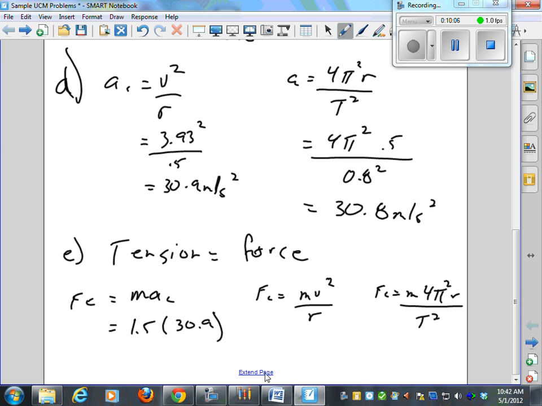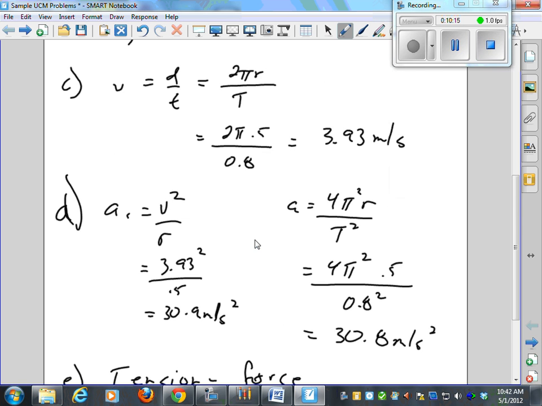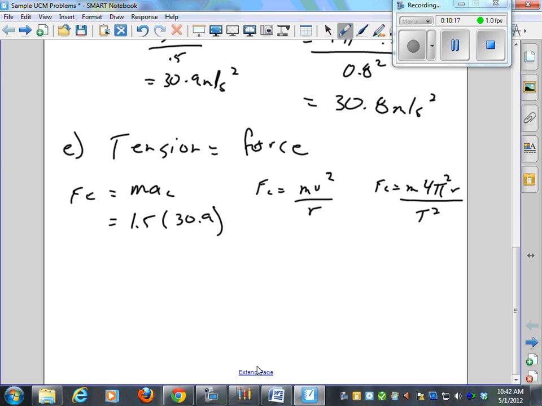Can we use any formulas other than a equals v squared over r, a equals 4 pi squared r over T squared? Nope. Well, I use circumference here, 2 pi r. Fc equals mv squared over r, Fc equals m 4 pi squared r over T squared. Okay, why are these pretty much the same as the acceleration ones? Because force is just mass times acceleration, right? So you take the ones for a and simply multiply by m, that's all.